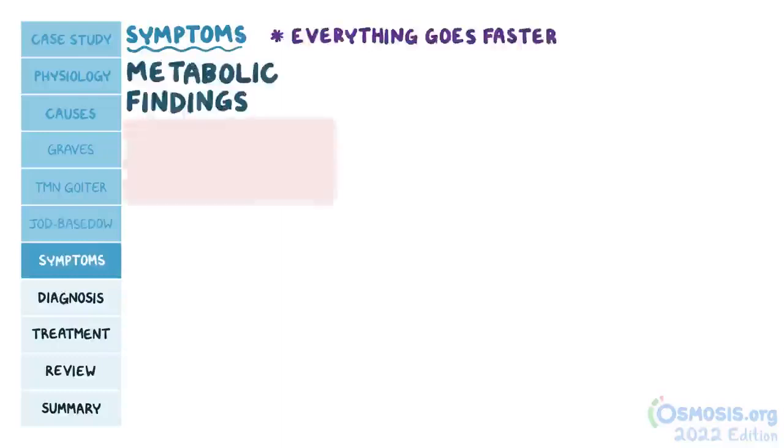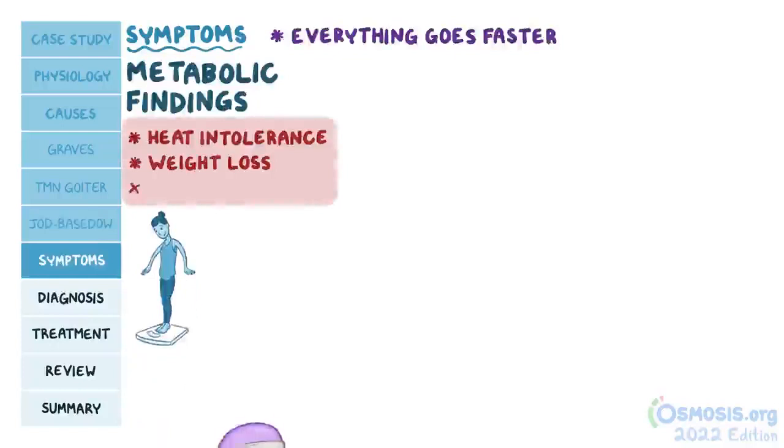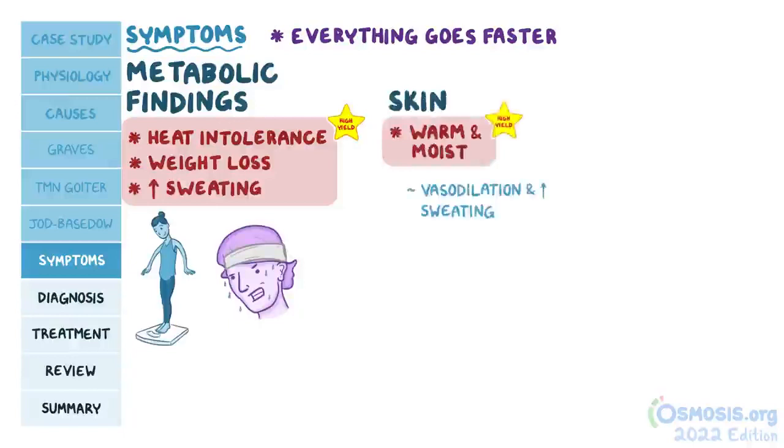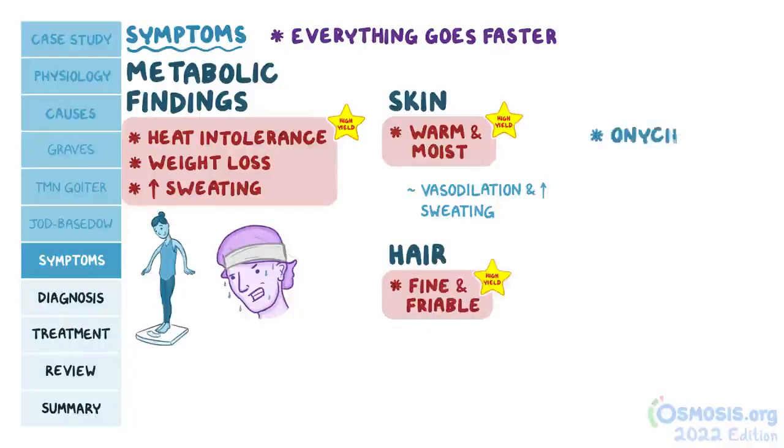Metabolic findings include heat intolerance, weight loss, and increased sweating, due to an increased basal metabolic rate. The skin can be warm and moist, mostly due to vasodilation and increased sweating. The hair is fine and friable, while at the same time there's onycholysis, where the nails separate from the nail bed.